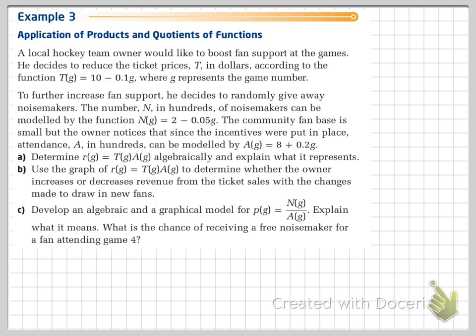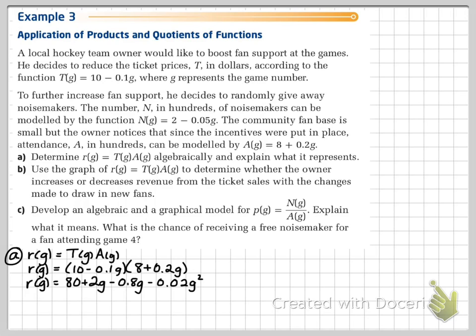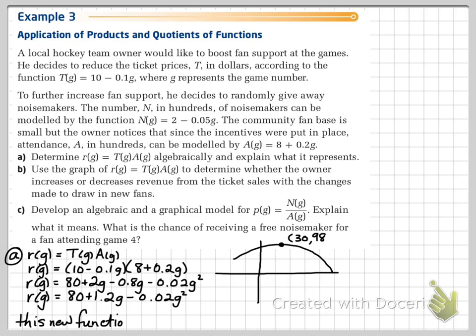Determine R of g such that it equals t of g times A of g algebraically and explain what it represents. Well, here we go. R of g is equal to t of g times A of g, and that is going to be 2 minus 0.05g. And what that means is you multiply the ticket price by the attendance, and you'll notice that you're going to maximize your revenue at game 30.